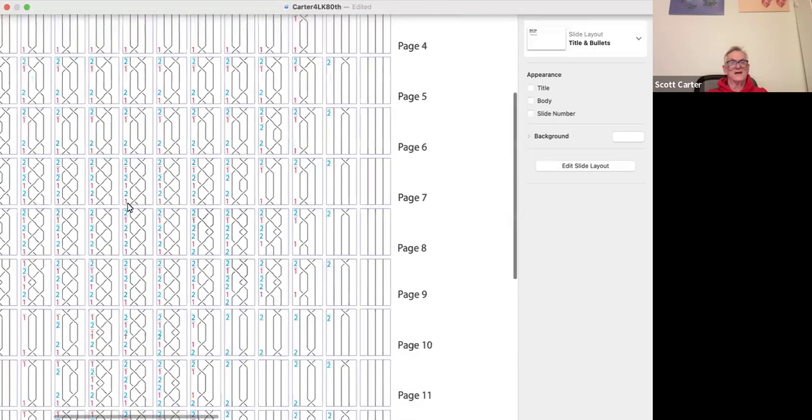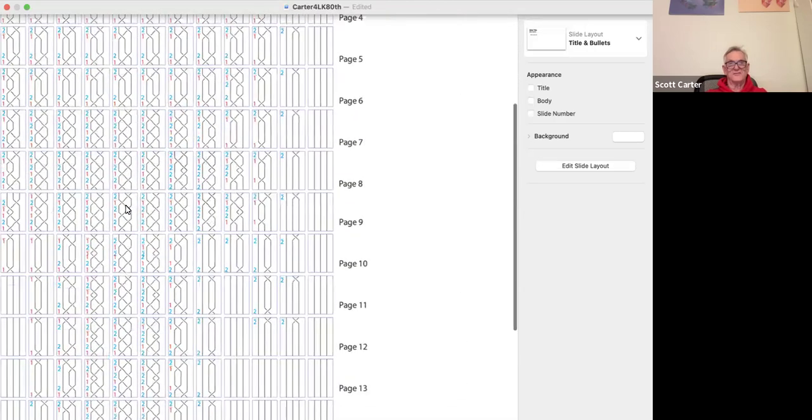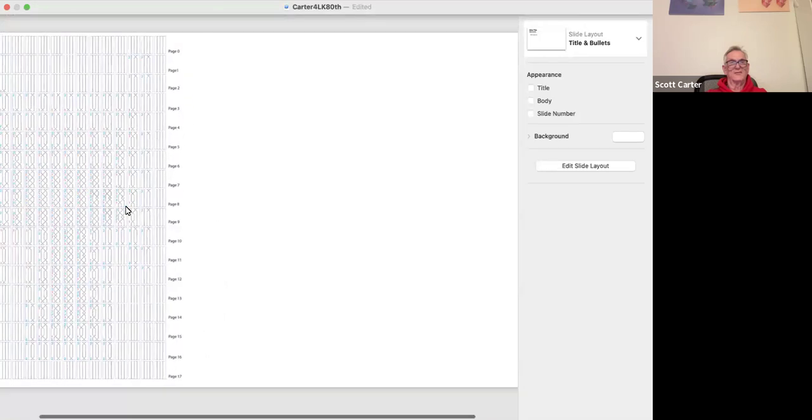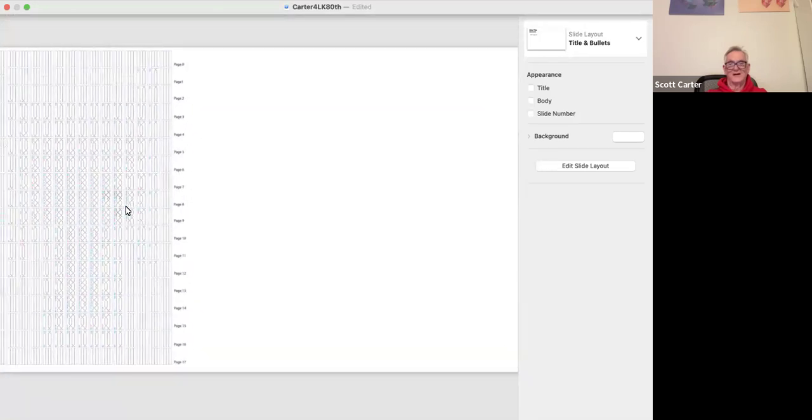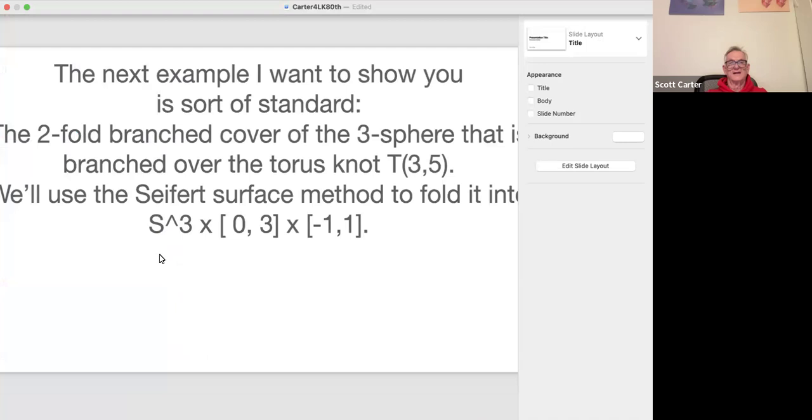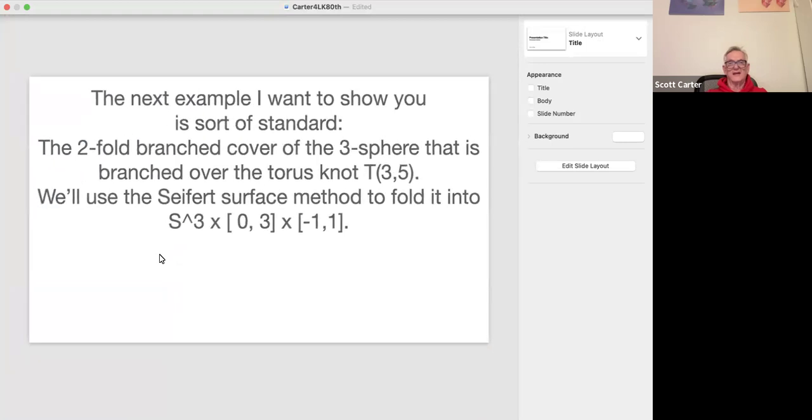So there's the description of that branch covering. As a retiree, I like to do things in as much detail as I can. So the next example I want to show you is much more standard.